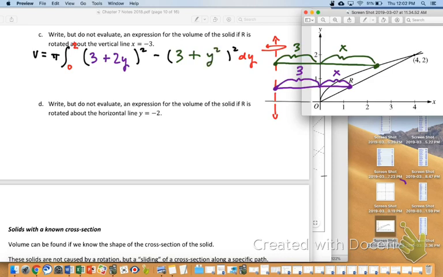And at this point, you've got both radii correct. You already had the washer method set up from the beginning, so you know that's right. And we're good to go. Okay.